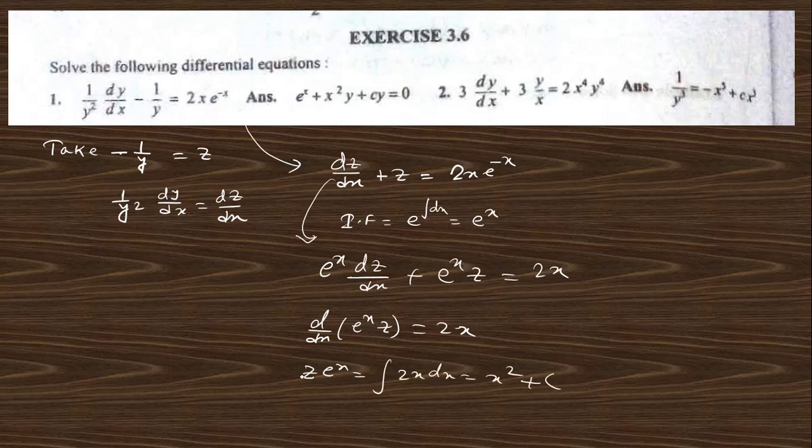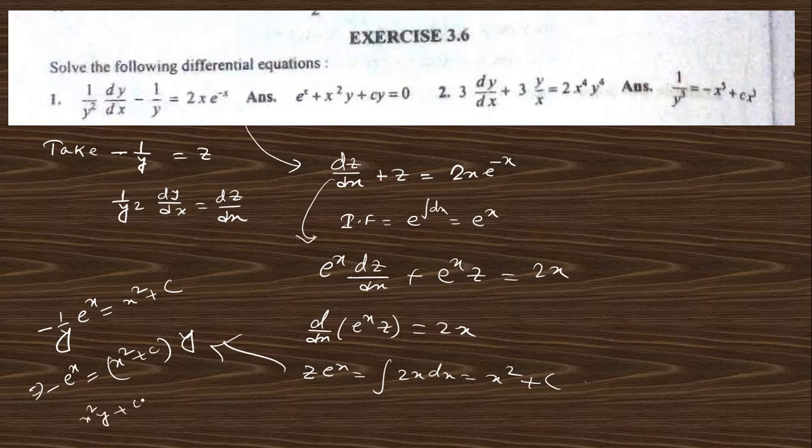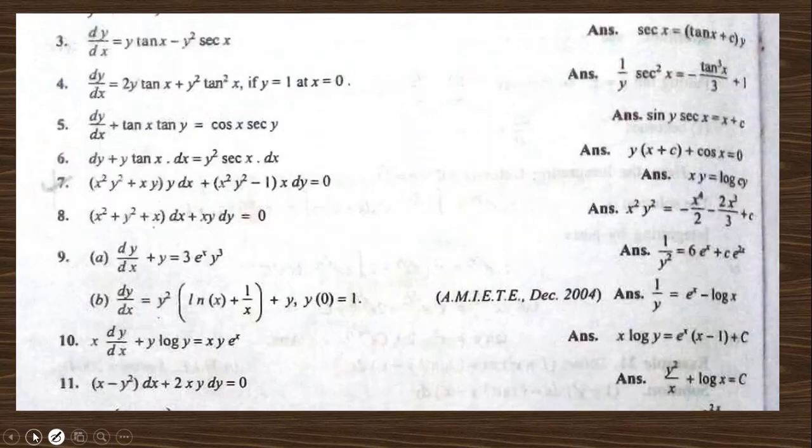So the answer: if we put the value of z, z is minus 1 by y, so you will get minus 1 by y e to the power x equals x square plus c. So just multiply, and you will get e to the power x equals x square plus c into y. So x square y plus cy plus e to the power x equals 0. Clear? The same process, do the sum of question number 2.